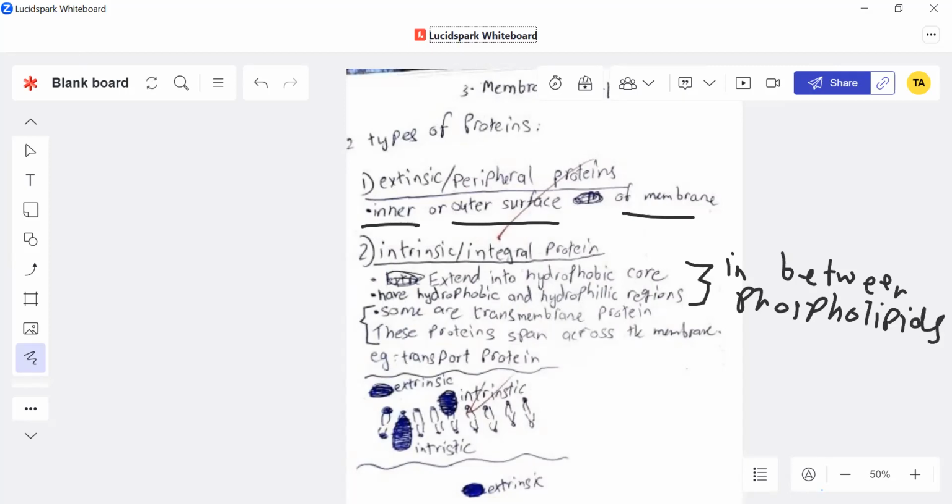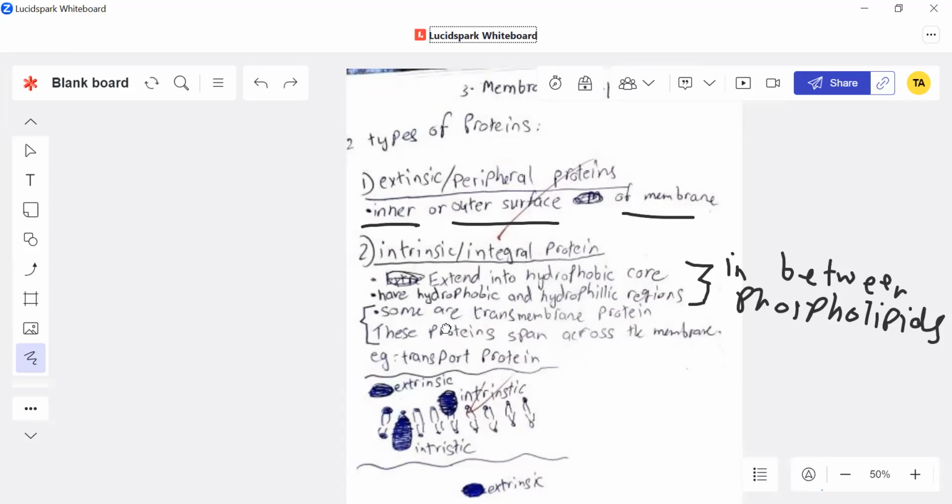So in between the phospholipids are called integral proteins. These proteins span across the membrane. They would be quite big. They can be inside the phospholipid, and they can also extend away from the phospholipids, right?